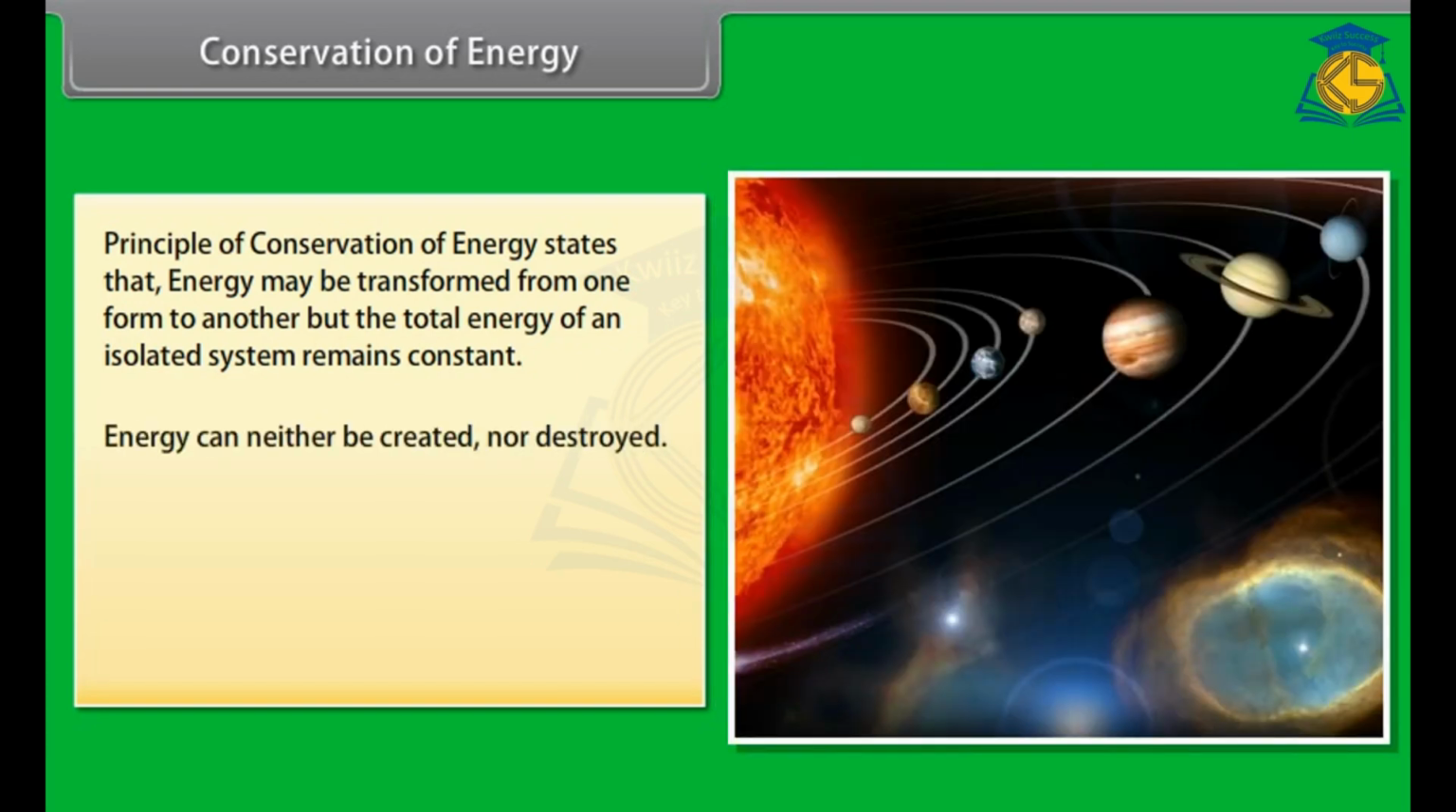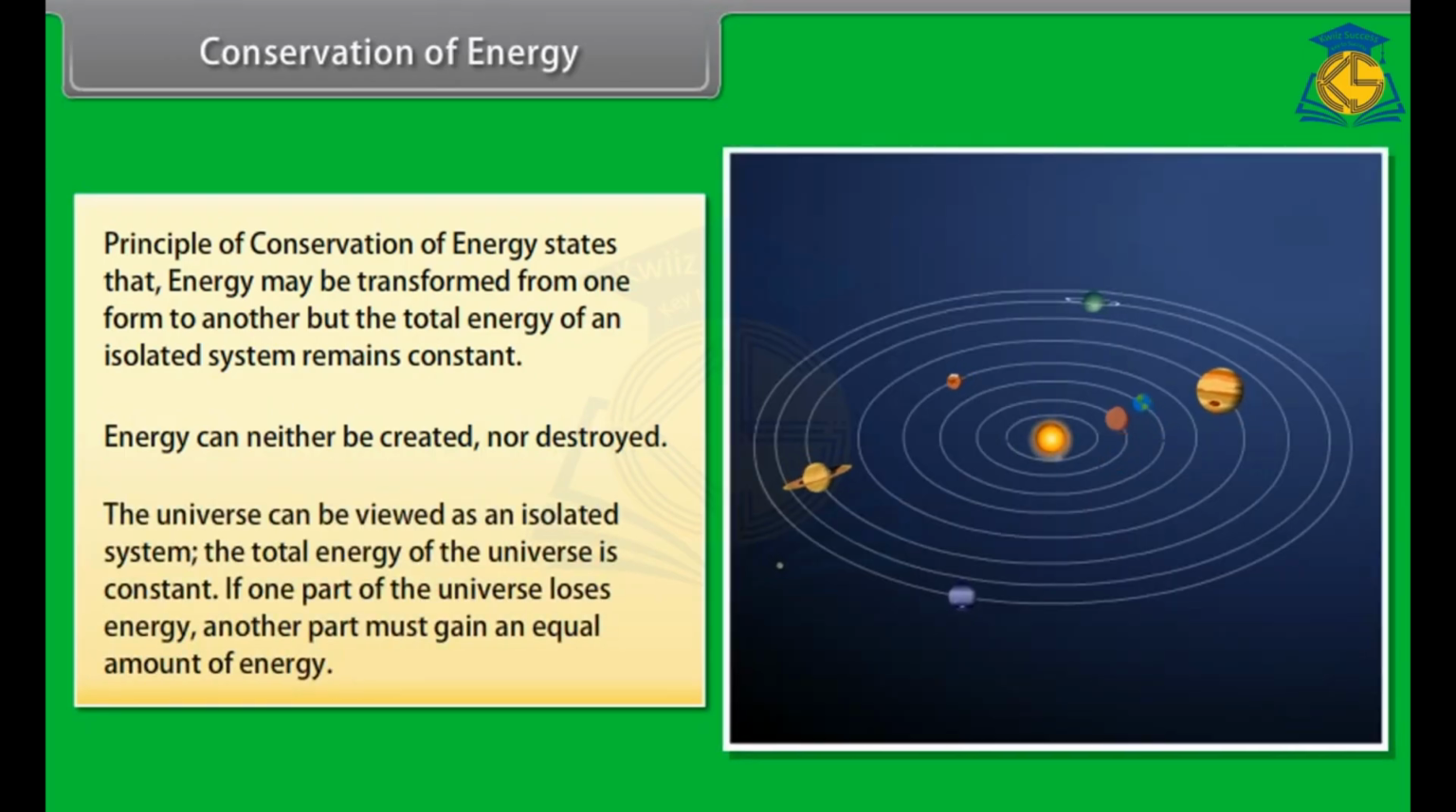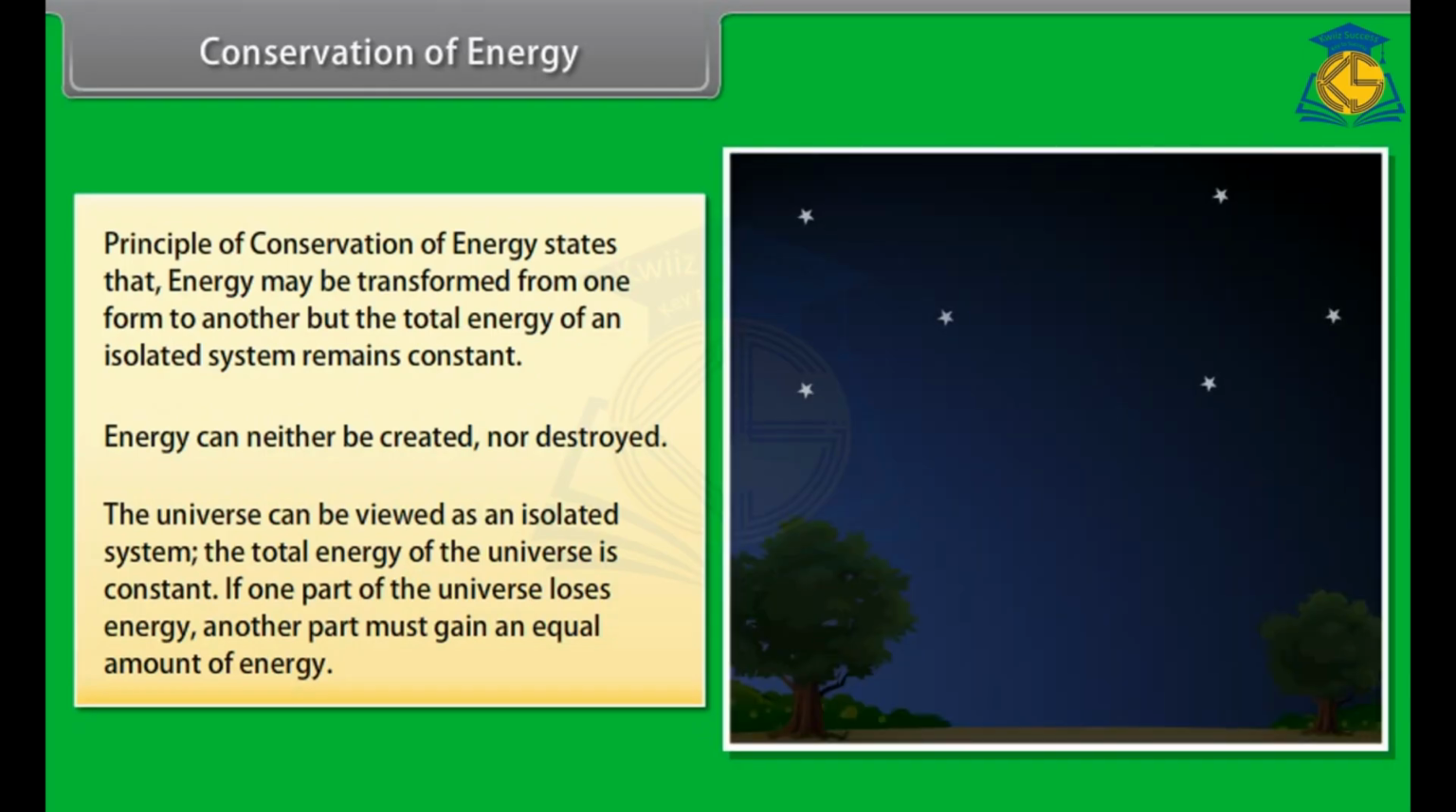Energy can neither be created nor be destroyed. The universe can be viewed as an isolated system. The total energy of the universe is constant. If one part of the universe loses energy, another part must gain an equal amount of energy.